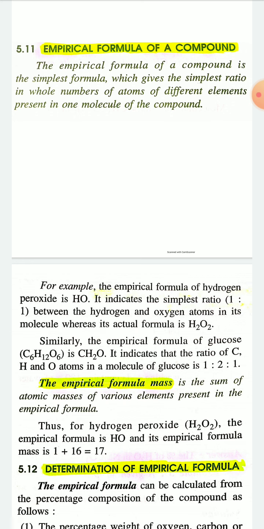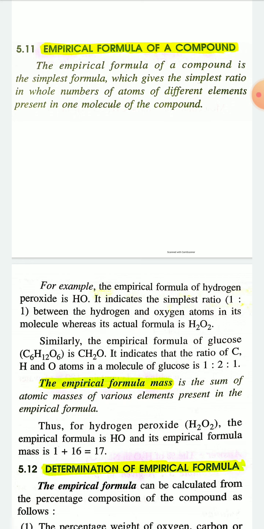To find it, you have to calculate the simplest ratio first, the simplest ratio of the number of atoms of different elements.